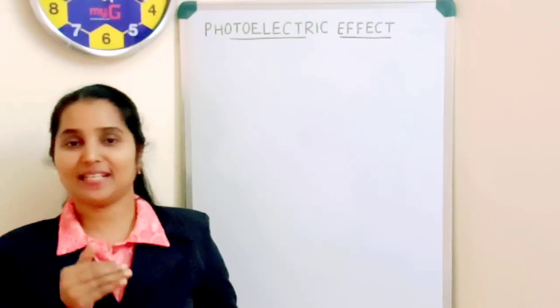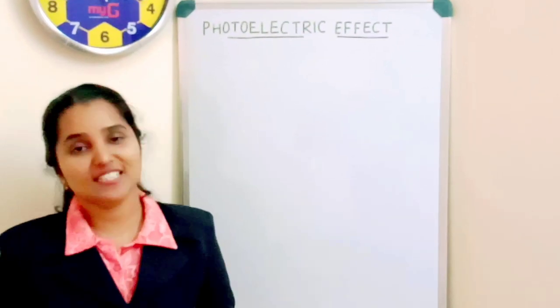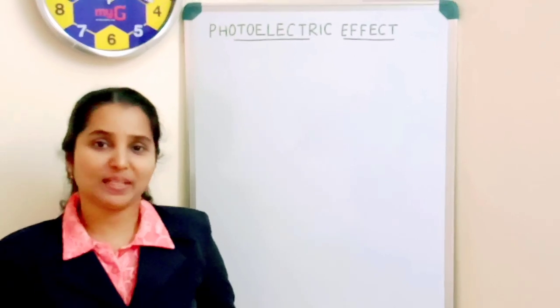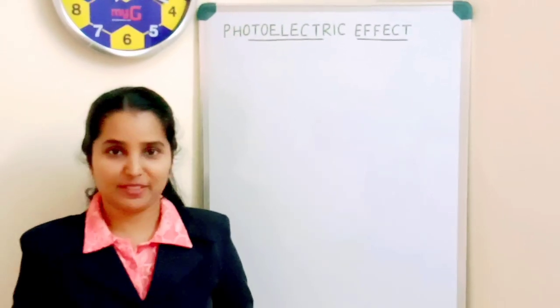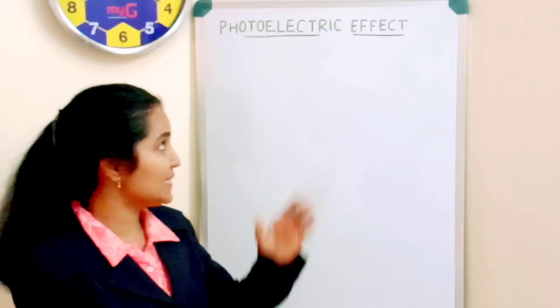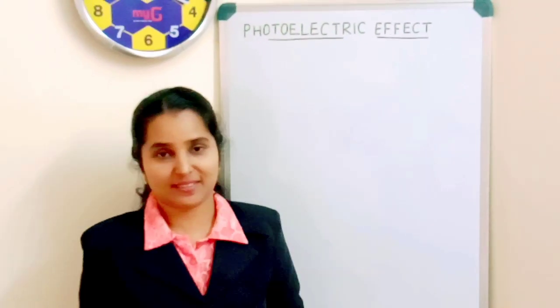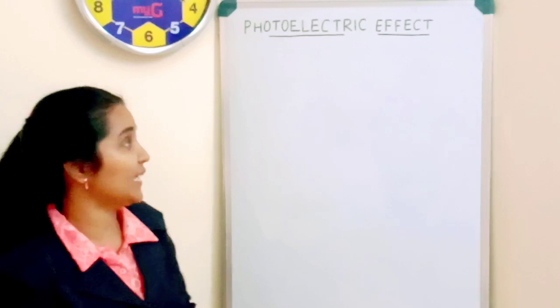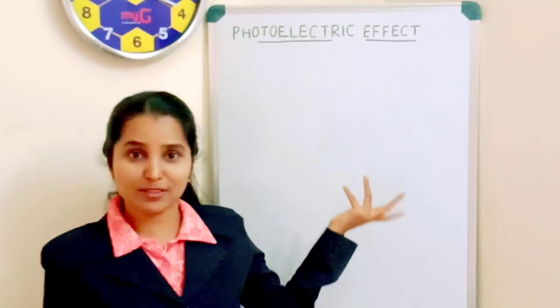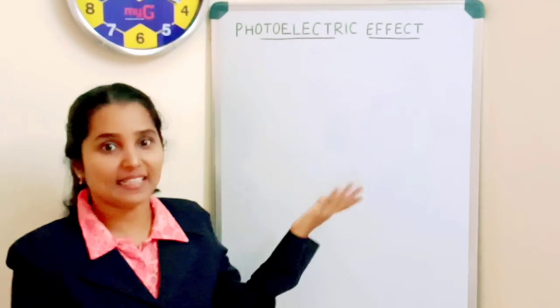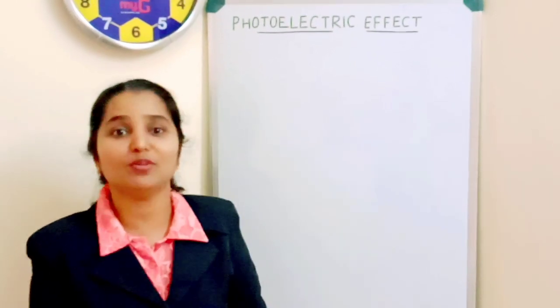About one important experiment, and it is very interesting. It is conducted by the scientist known as H. Hertz in 1887. The name of the experiment is photoelectric effect. From the name itself you can identify it is something about a photon and something about electron. Photo means light, something about light and something about electrons.